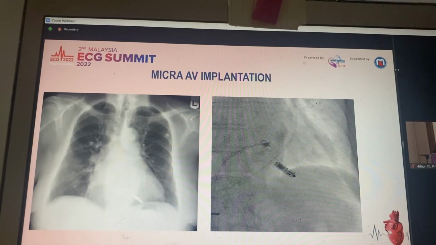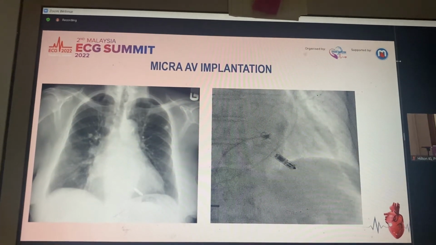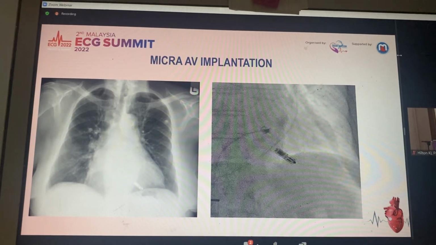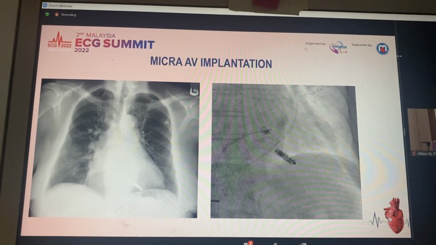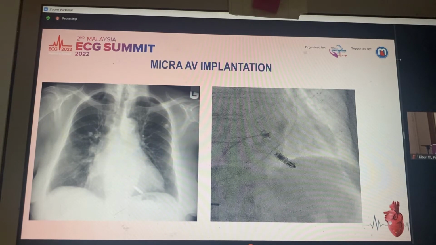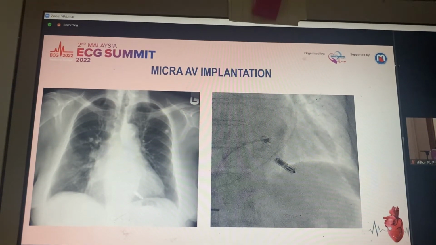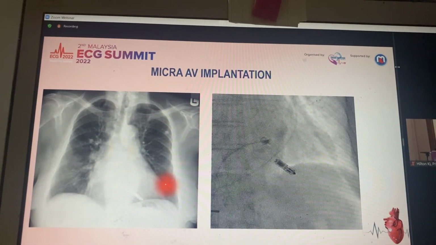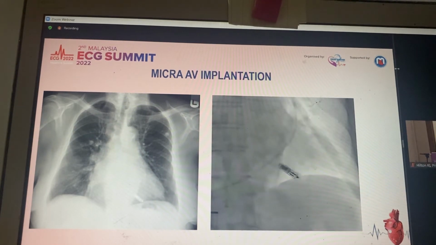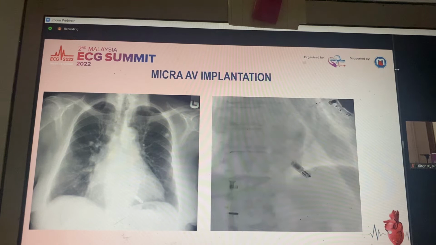So in this patient, we consulted the patient for Micra implantation. Micra has been here for about 4 years already. It started with Micra VR in 2018, and the latest one in 2020 is the Micra AV. So this Micra was implanted in this patient. It's very good, especially in elderly patients or patients at high risk for infection. So we implanted the Micra for him.